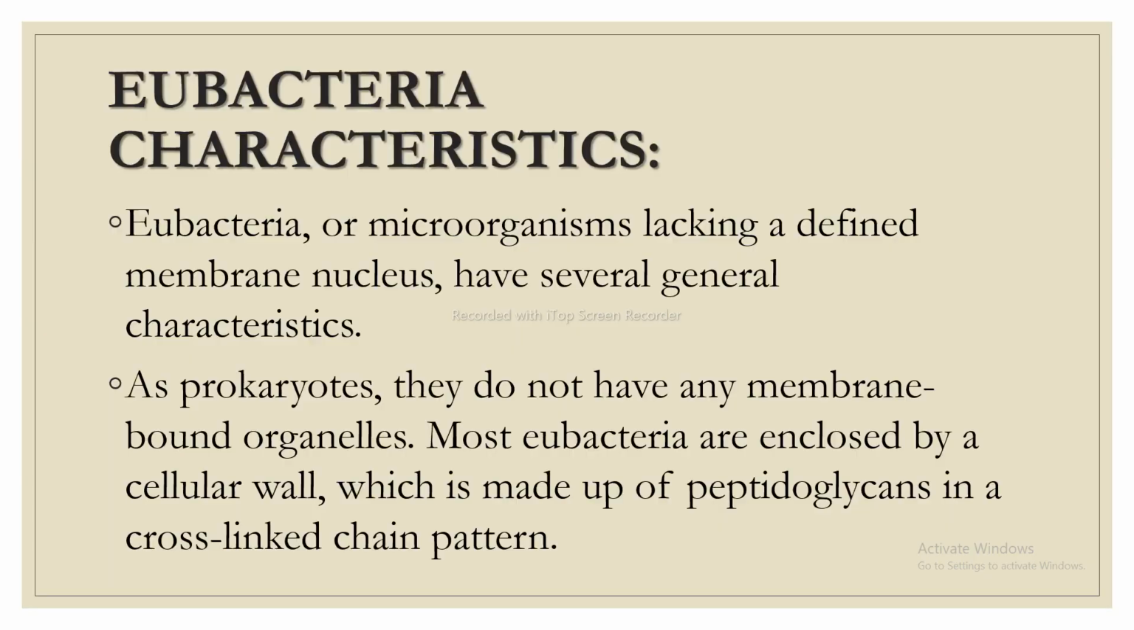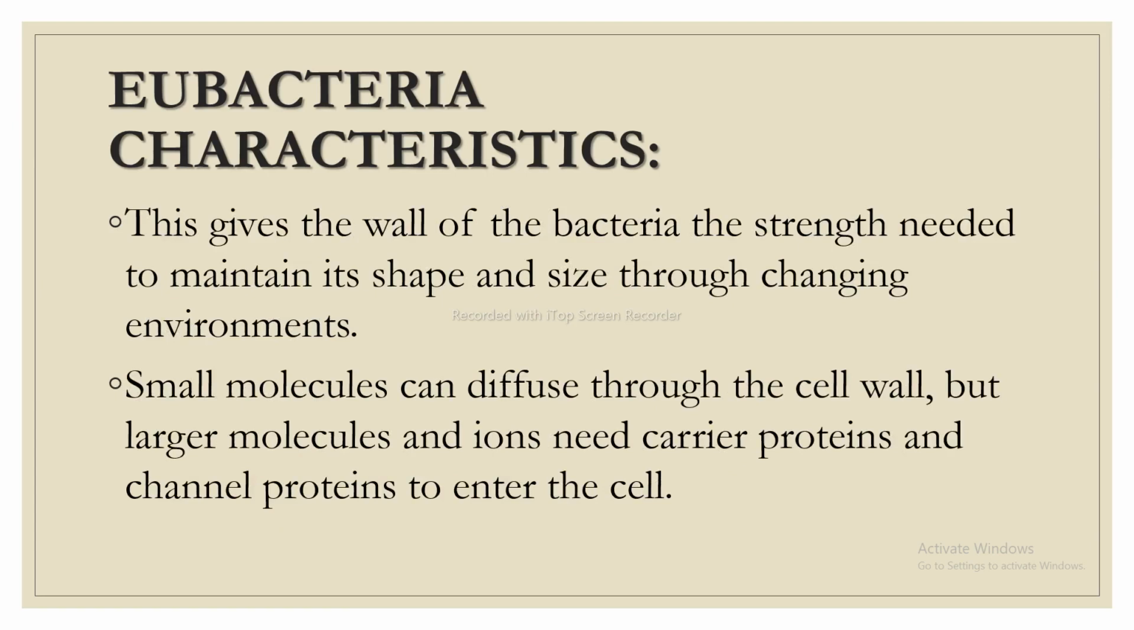Eubacteria are microorganisms lacking a defined membrane-bound nucleus and have several general characteristics. As prokaryotes, they do not have any membrane-bound organelles. Most eubacteria are enclosed by a cellular wall, which is made up of peptidoglycans in a cross-linked chain pattern. This gives the wall of the bacteria the strength needed to maintain its shape and size through changing environments. Small molecules can diffuse through the cell wall, but larger molecules and ions need carrier proteins and channel proteins to enter the cell.